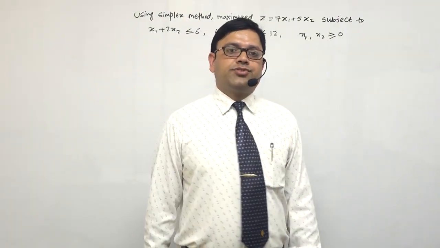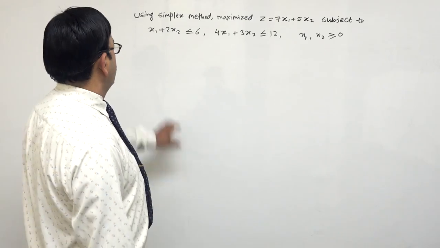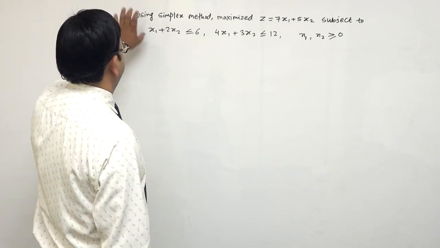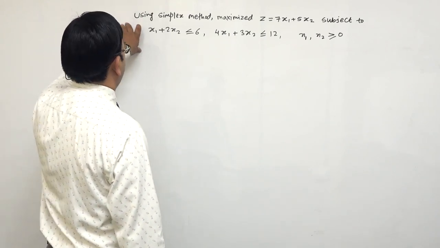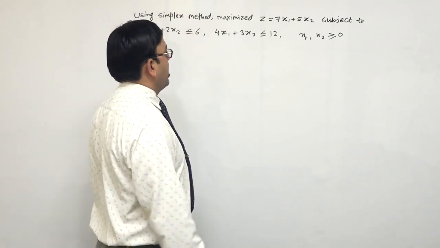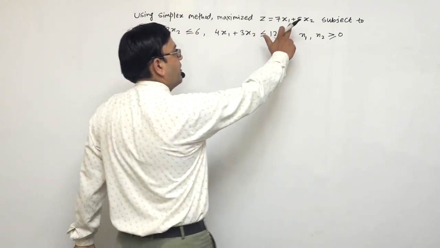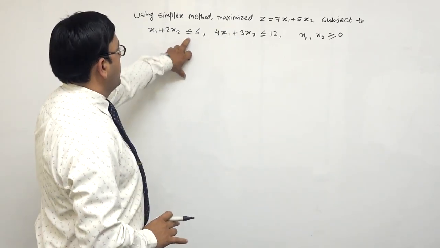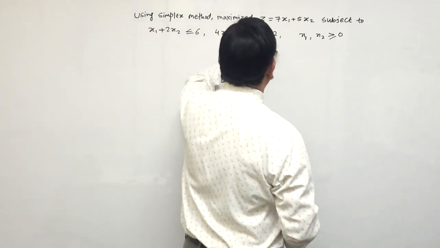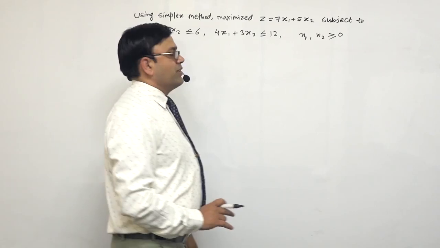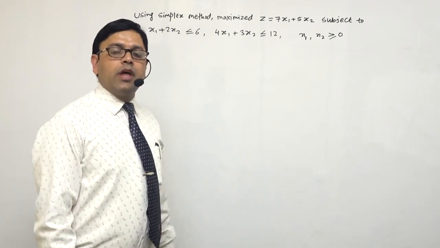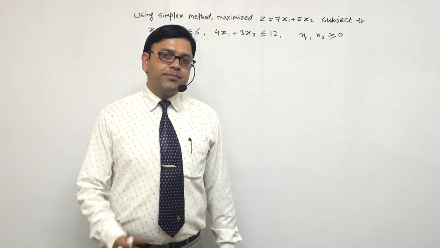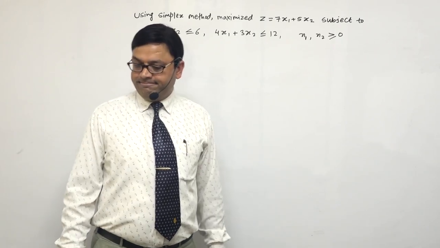Students, now we are going to start the simplex method of this linear programming, and this is the first question of this linear programming. Using simplex method, maximize z is equal to 7x1 plus 5x2 subject to x1 plus 2x2 is less or equals to 6, 4x1 plus 3x2 is less or equals to 12, and x1, x2 is greater or equals to 0. Now, how to solve this question? Okay, don't go anywhere. Stay and look here.